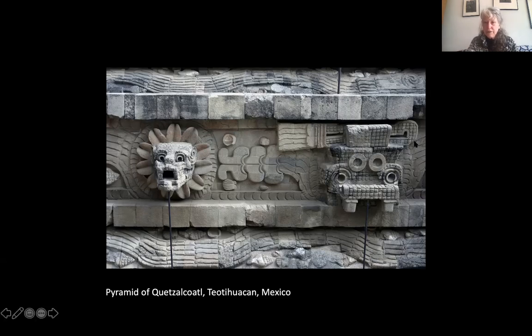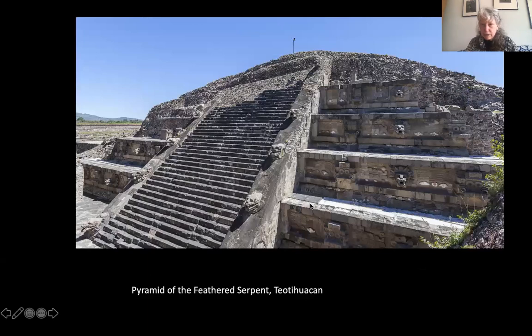Now this other god over here with the sort of buck teeth, scholars are not sure who that is. They say it might be a rain god called Tlaloc, that's kind of loosely associated with Quetzalcoatl. And there's 160 of these feathered serpent heads on this temple. So you can see the heads stick out all over the place on this temple. And in fact, there's 260 of them.